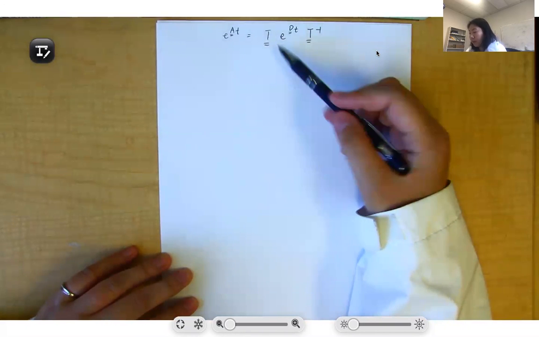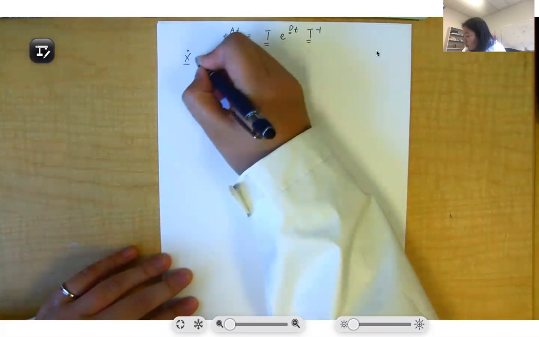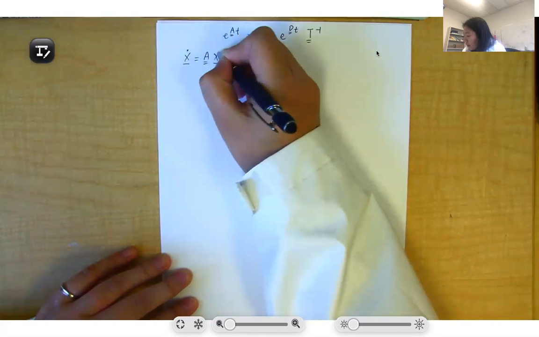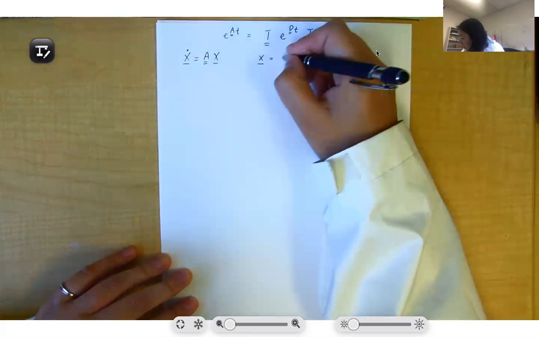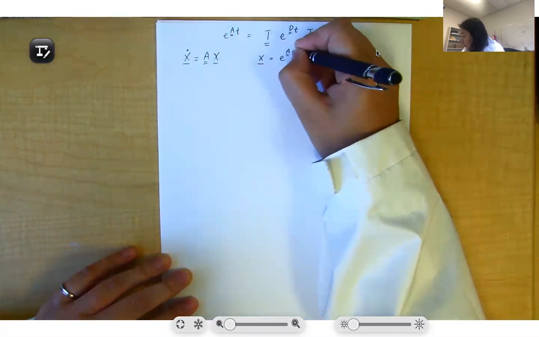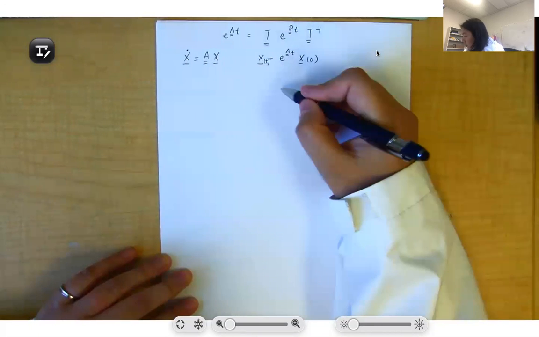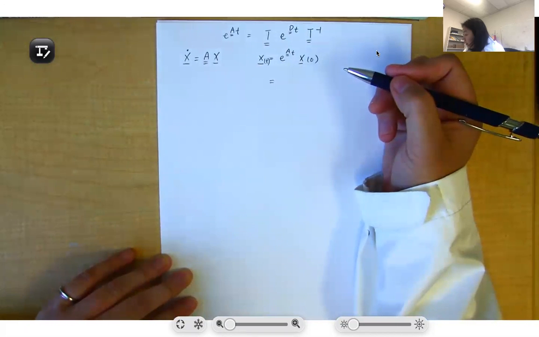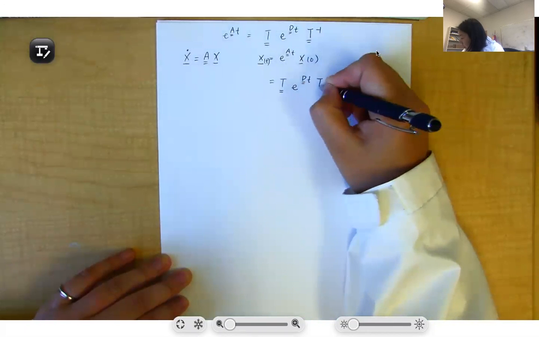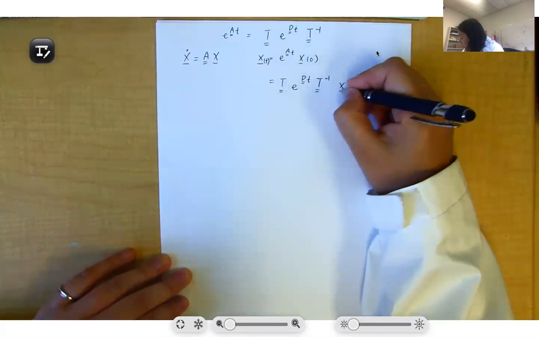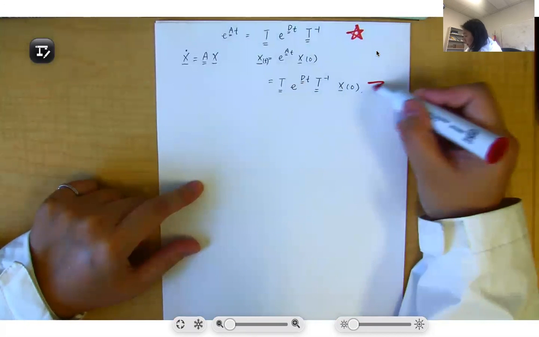to be uncoupled dynamics. Our original solution for x dot equals A x, the solution format looks like x(t) equals e to the At x0. So this is x0. And using the eigenvalue and eigenvector transformation, it will be T times e to the Dt times T inverse times x0. So this is very important.